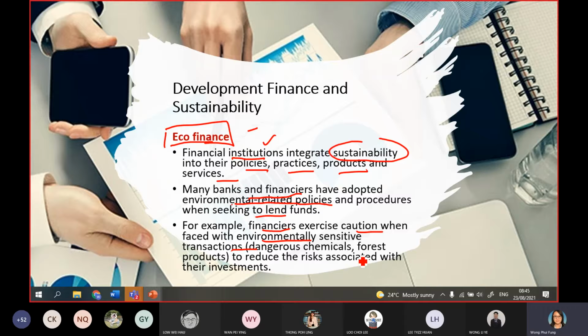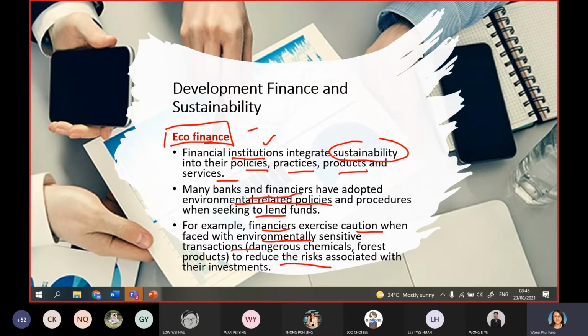is not sustainable, or if you use dangerous chemicals, dangerous products, or illegal products in your development. Because if you use all these illegal products and illegal practices, then they become the partner. So in the end, they will also suffer from all this bad image. That's why they will conduct due diligence checking to ensure that you practice sustainability, and that your product and your building do not have dangerous chemicals or illegal products, to reduce the risk associated with their investment.